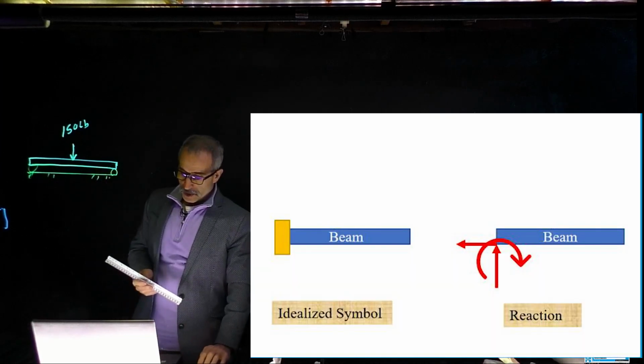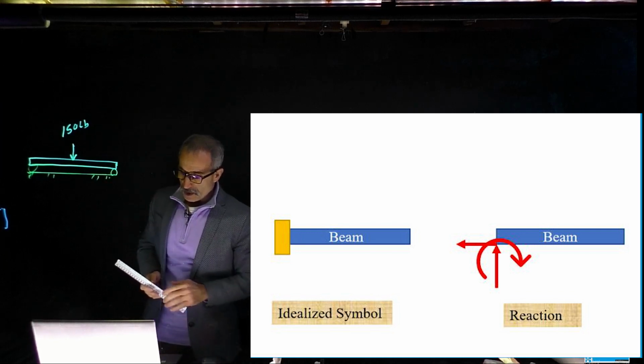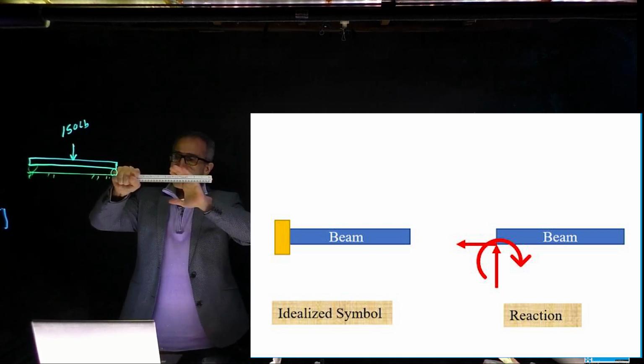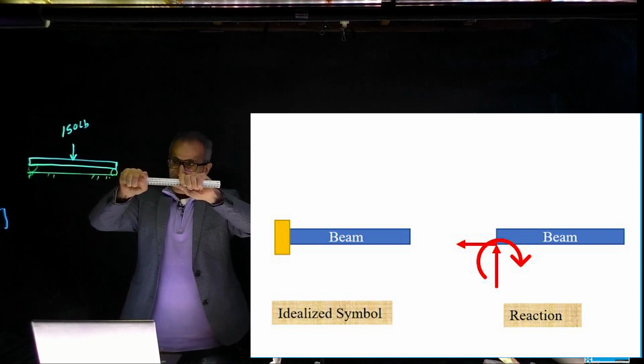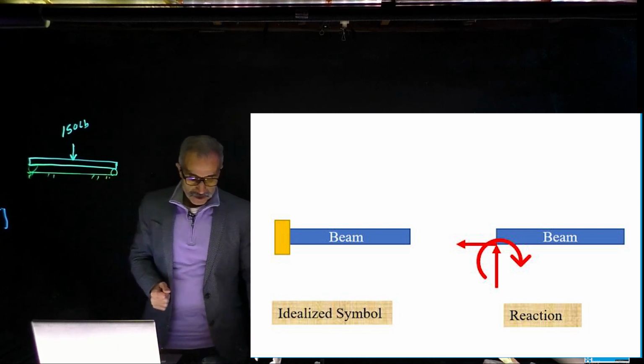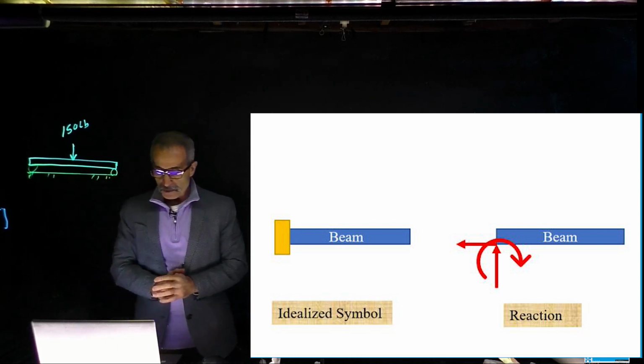Now the third one we call fixed. Basically it's fixed and it can't go anywhere. It's restricted three different ways: in the X direction, in the Y direction, and also you cannot rotate it at all because it's fixed in there. And we symbolize it with symbols like that.